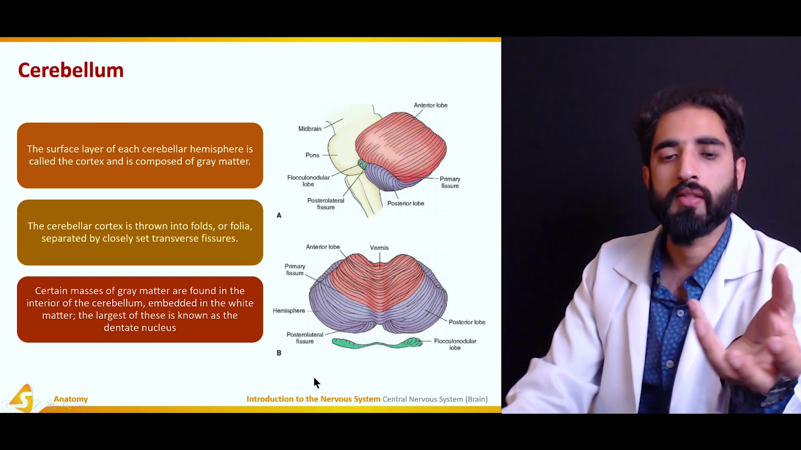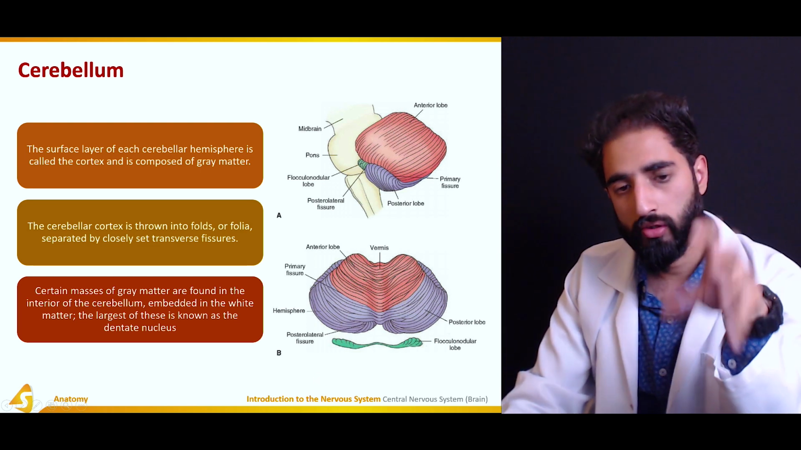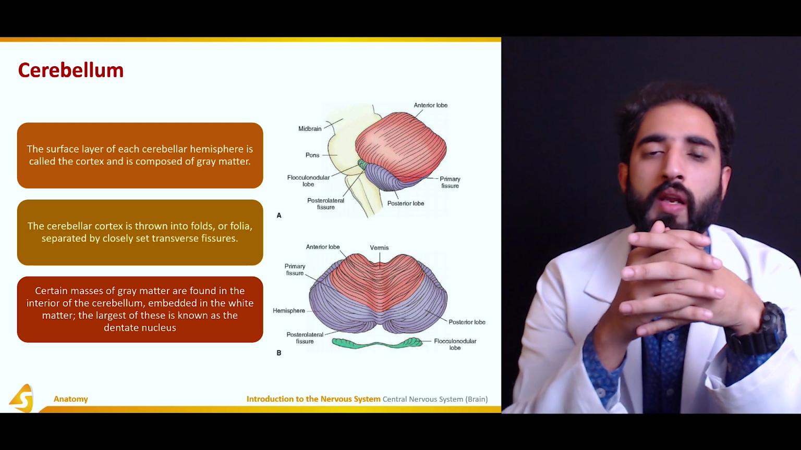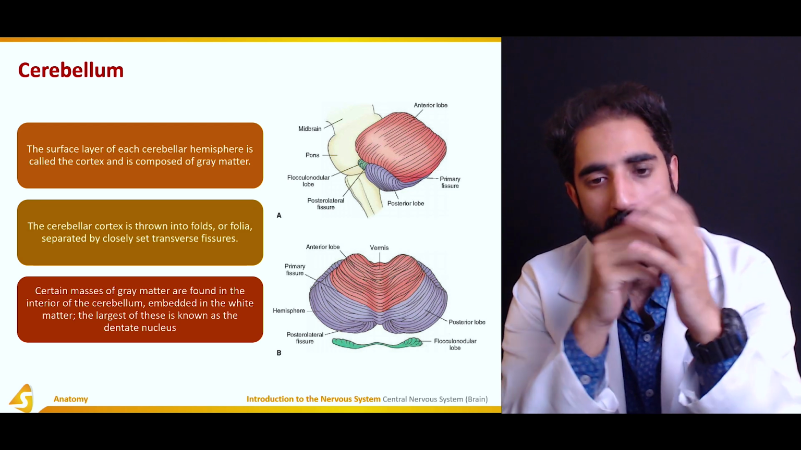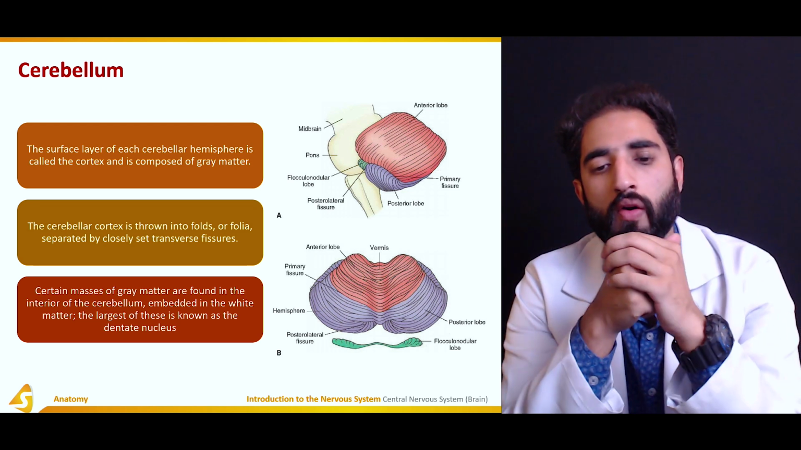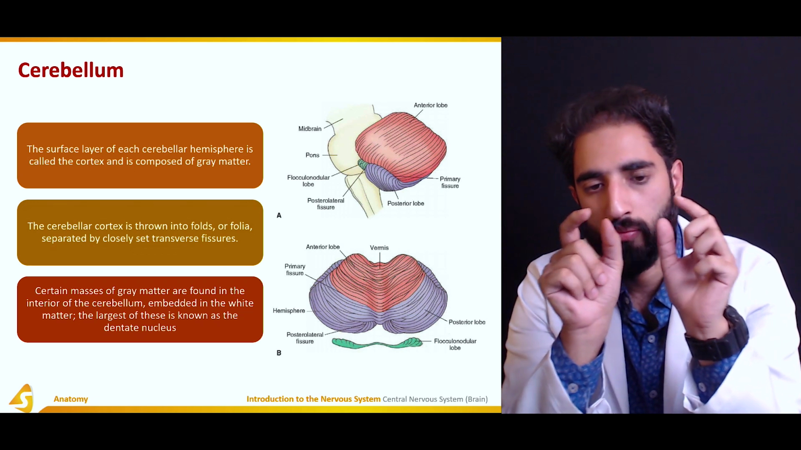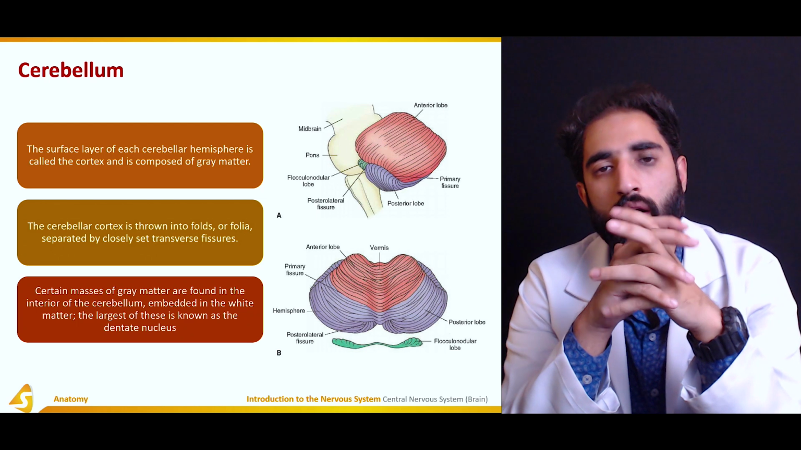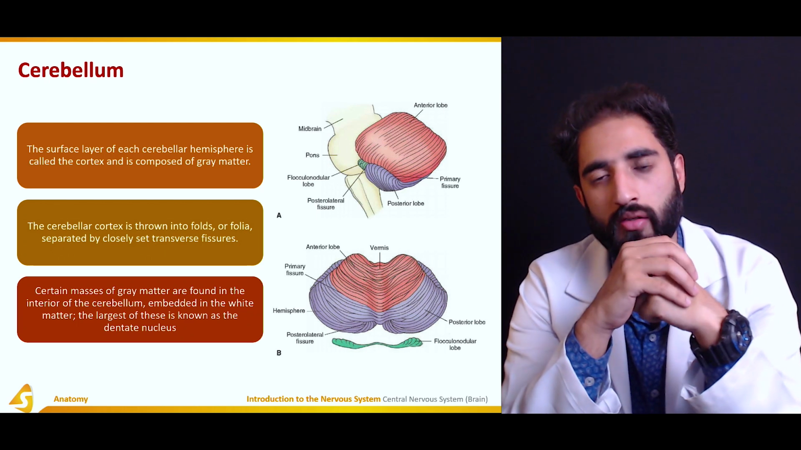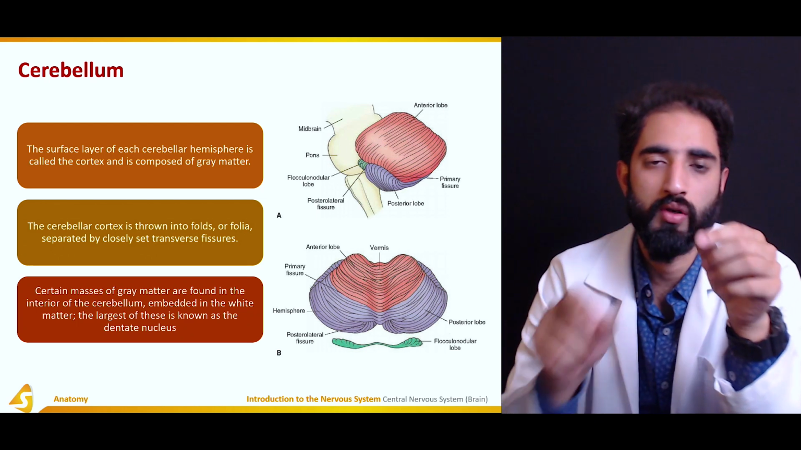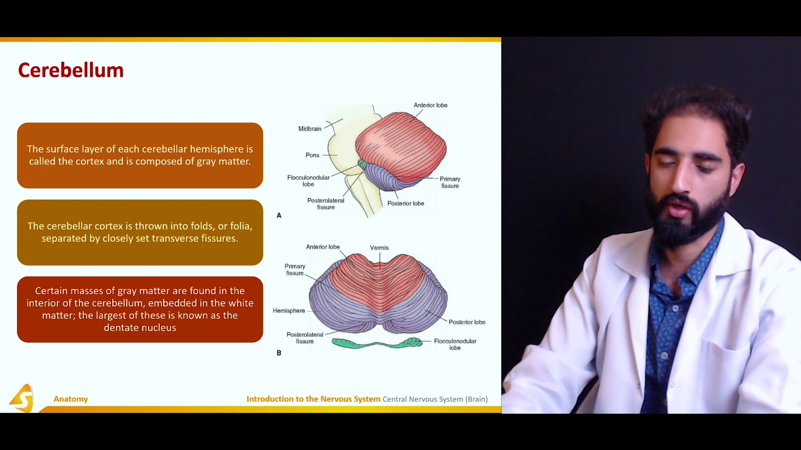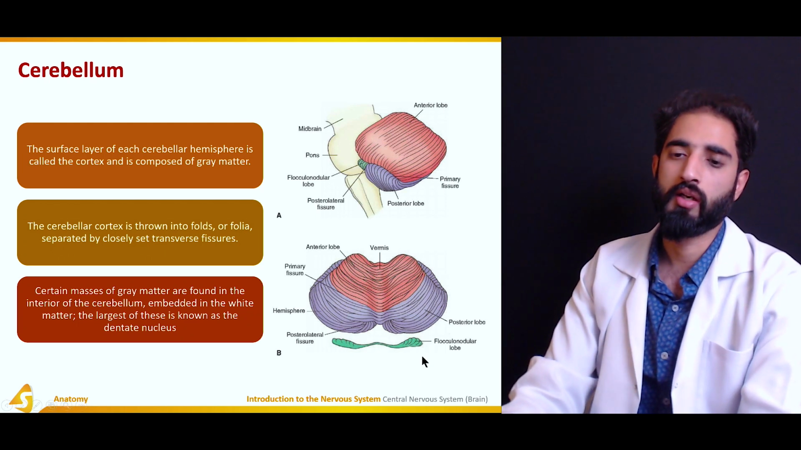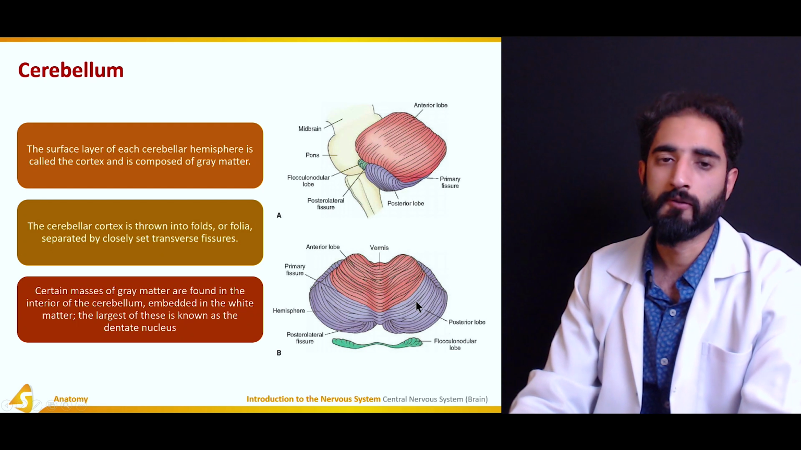Certain masses of gray matter are also found in the interior of the cerebellum where the white matter is present, and the largest of these masses of gray matter embedded in the white matter are the dentate nuclei. So dentate nucleus is one of the largest of these masses of gray matter in the white matter of the cerebellum.